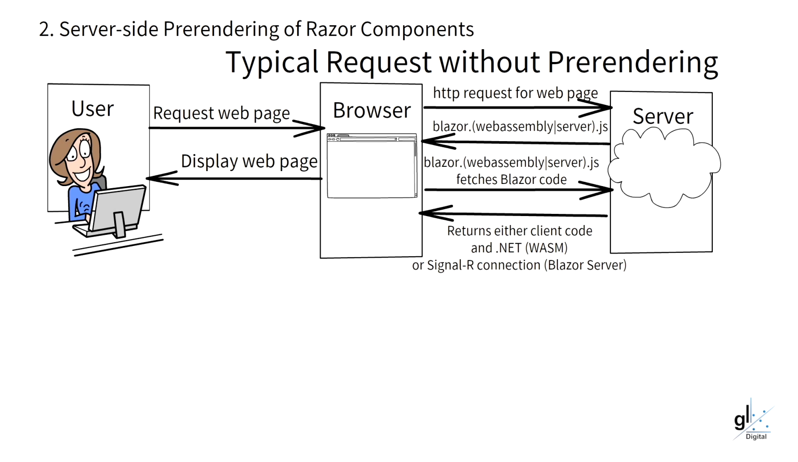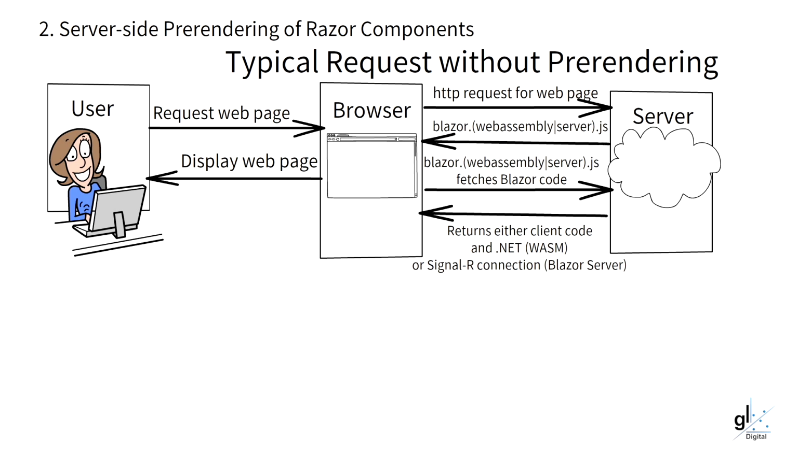With the client-side and server-side scenario, due to the fact that JavaScript and SignalR or WebAssembly is needed, optimizing your web app for SEO, search engine optimization, is not easy. Often search engines won't execute JavaScript or will have an issue with WebSockets and WebAssembly. Pre-rendering can be a solution to this SEO issue.